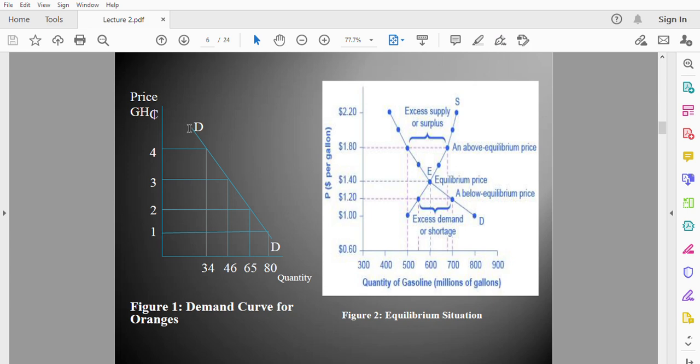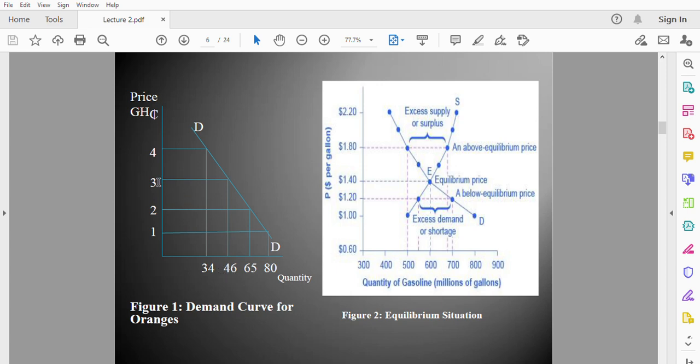A demand curve is negatively sloped. It slopes from left to right downwards. And as you can see, it shows the relationship between price and quantity demanded. So if the price is 4, it means the price is very high. The quantity demanded here is 34. What about if the price is reduced from 4 to 3? Will the quantity demanded decrease? Will it be the same? Will it increase? From 4 to 3, the quantity demanded changes from 34 to 46.